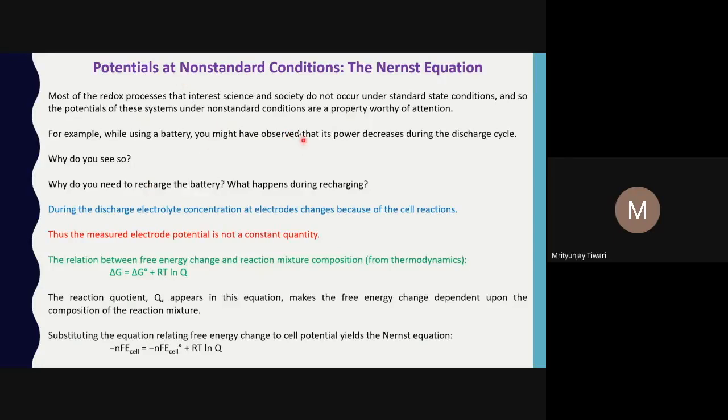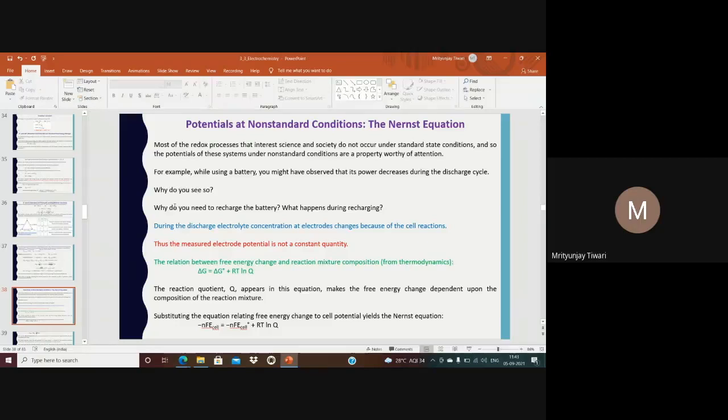So for example, while using a battery, you might have observed that its power decreases during the discharge cycle. Why do you see so? Why do you need to recharge a battery? What happens during recharging? Once you start using a battery, after a certain time, before the battery is completely discharged, mostly in a fan or any appliance you are running, you will see its speed will go down. So why is this so?